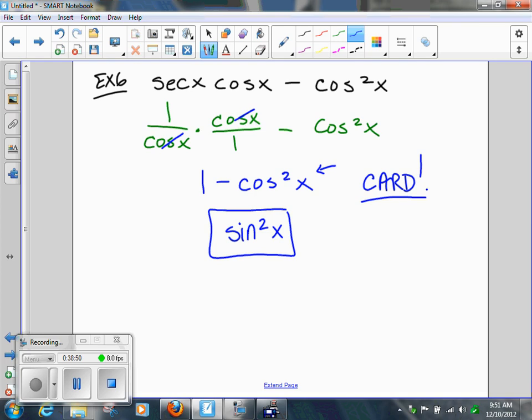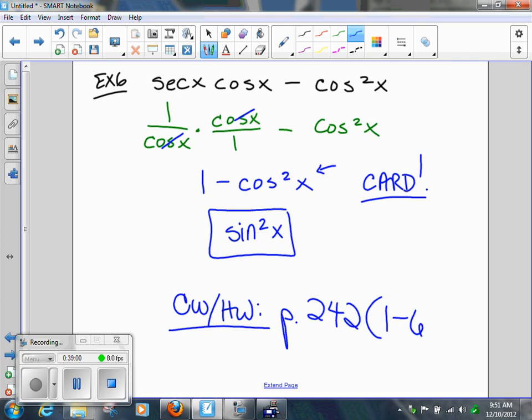Folks, look at page 242. I want you to do page 242, 1 through 6. Folks, and I will not be in here, you're still going to turn this in?